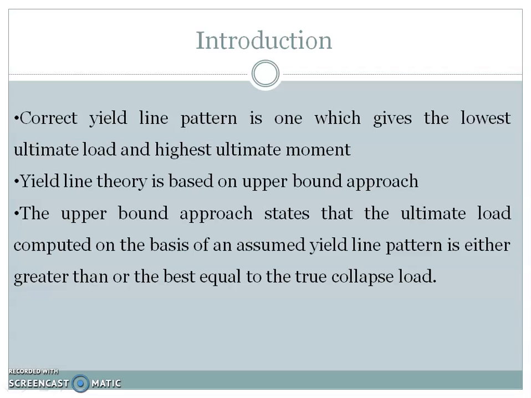A yield line pattern is one which gives the lowest ultimate load and highest ultimate moment. Yield line theory is based on the upper bound approach. Now, what is this upper bound approach? It states that the ultimate load computed on the basis of an assumed yield line pattern is either greater than or at the best equal to the true collapse load.